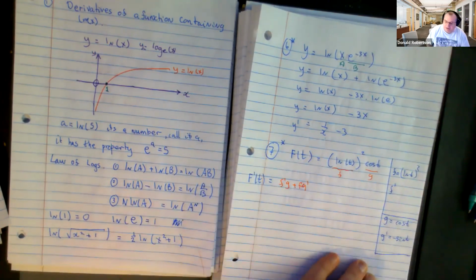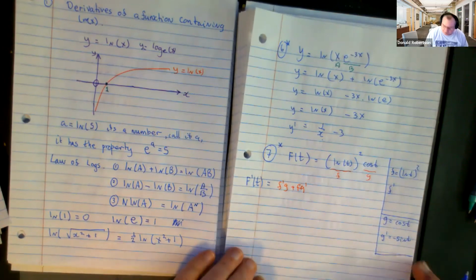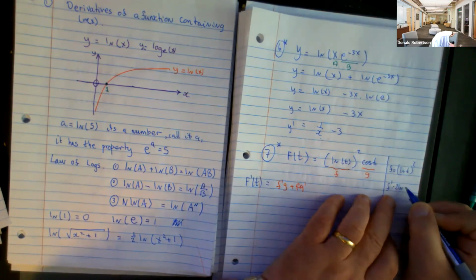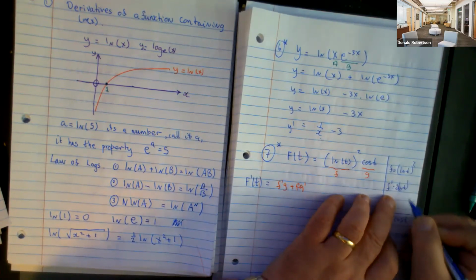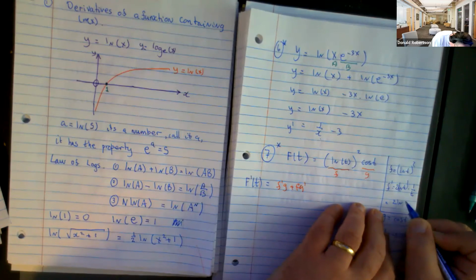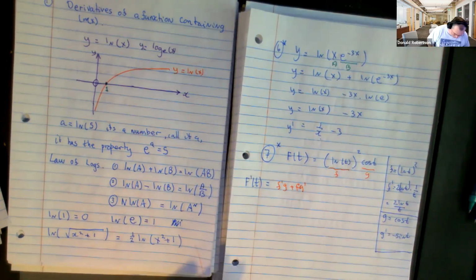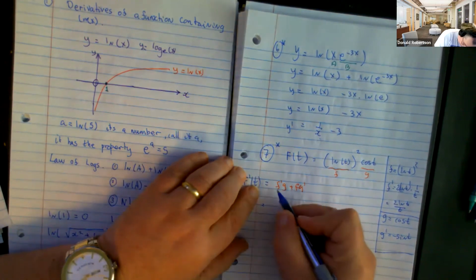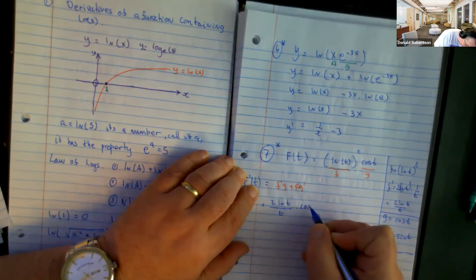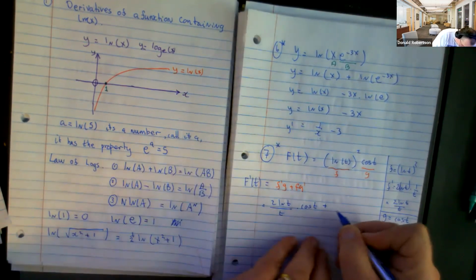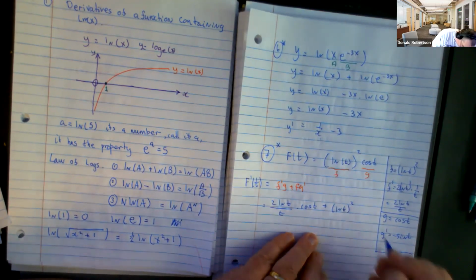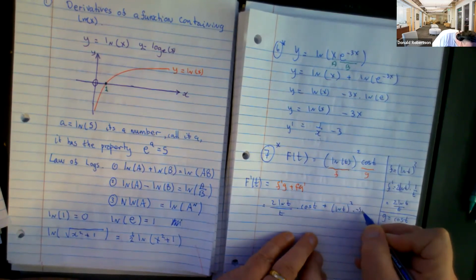This fella here is the natural log of t squared, which means that it's a chain rule. It's 2 times the natural log of t to the power of 1 times the derivative of the natural log of t. So it's 2 log t over t. And now we put the pieces together. The derivative, 2 natural log of t over t times cosine of t plus the natural log of t squared times negative sine t.